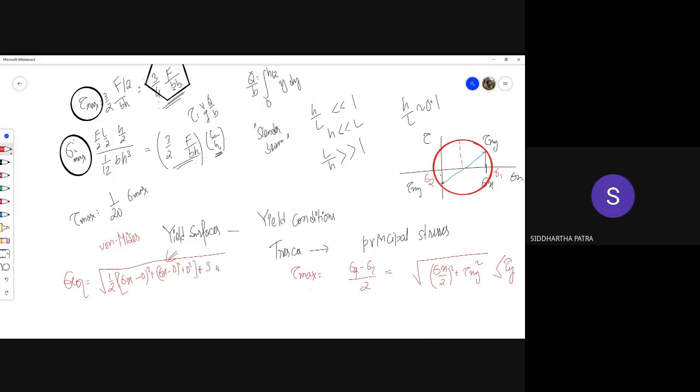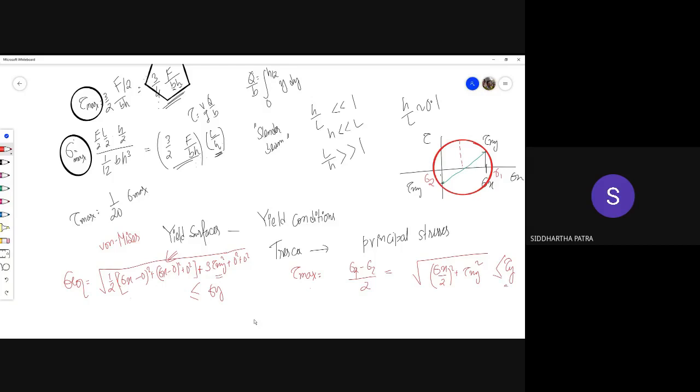Three times we'll have to also consider tau xy squared. Of course, tau yz and tau zx are 0. Okay, so the point is, this should be less than or equal to sigma y. So the point is that tau xy also comes into the calculation of the equivalent stresses.